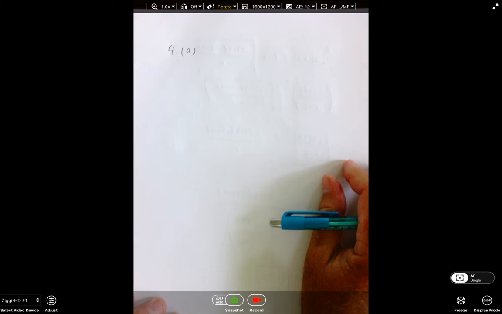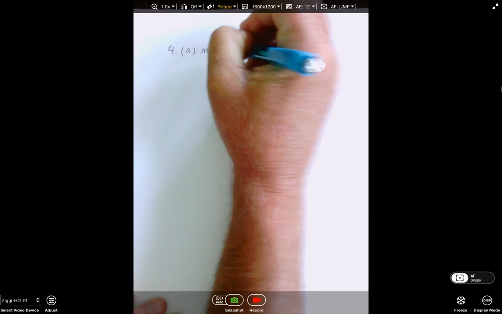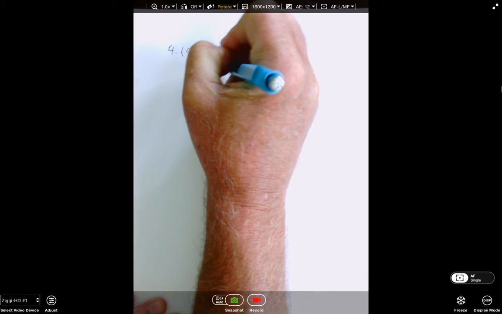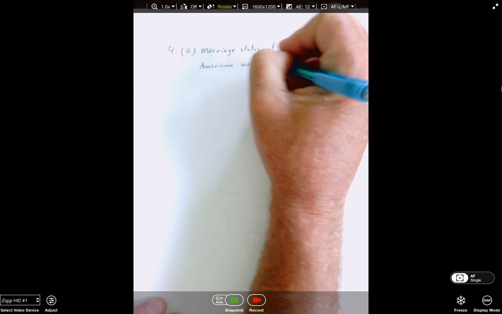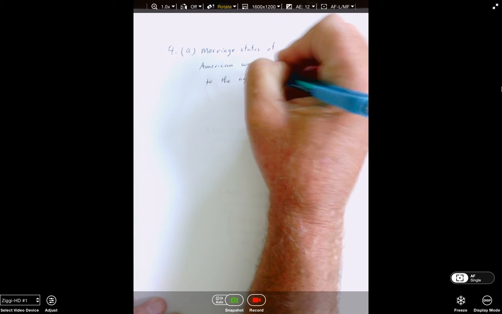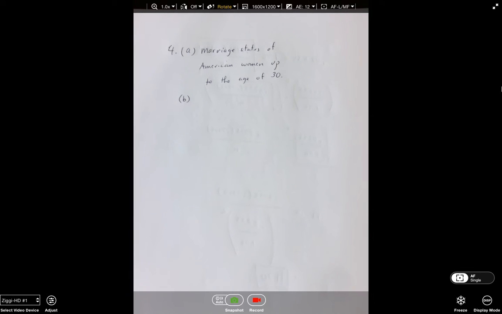Well, it's the marriage status of American women up to the age of 30. And I guess technically you'd say from 18 to 30, although I guess there are people that get married before they're an adult, which seems, yeah, it's their choice.